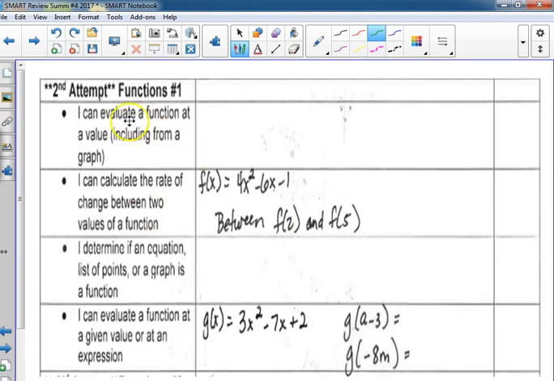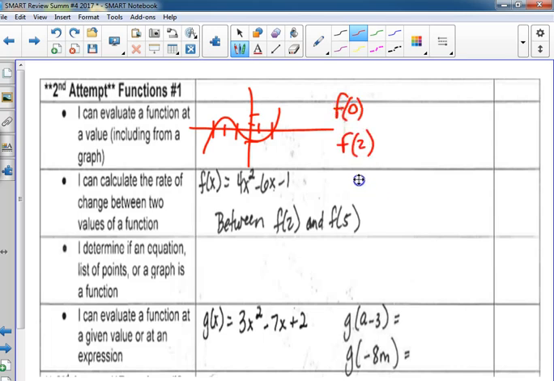Okay. I can evaluate a function including from a graph. That didn't go well on the last one. Remember, if I give you this graph, and it might say find f of 0 or find f of 2. Do you remember how that goes? So f of 0 is looking for the y value when x is 0, so it looks roughly like -1 on my little picture. And f of 2 looks like what?